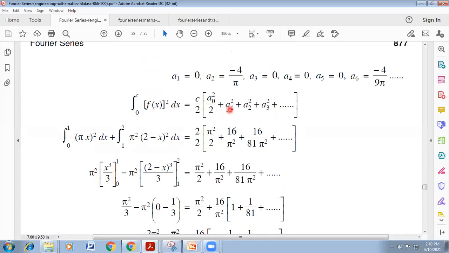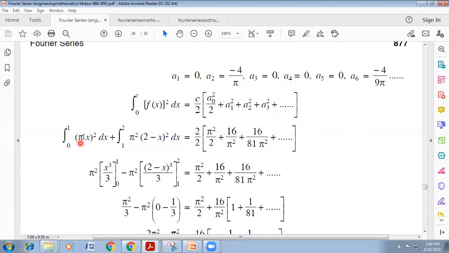So a1 square means 0, and a2 square, what will it be? Minus 4 by pi, squared, means 16 by pi square. Then a3 will be 0, a4 will be 0, a5 will be 0. This whole square is equal to 16 by 81 pi square, plus dot dot we get. So we get a series just from the first 3 terms.